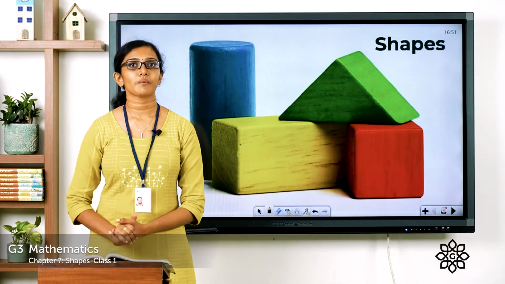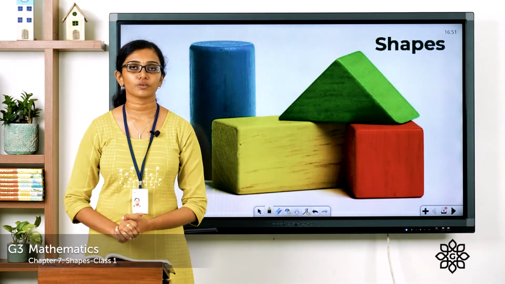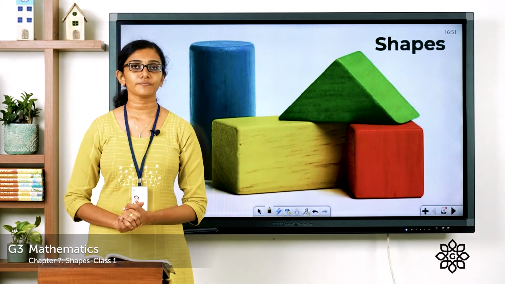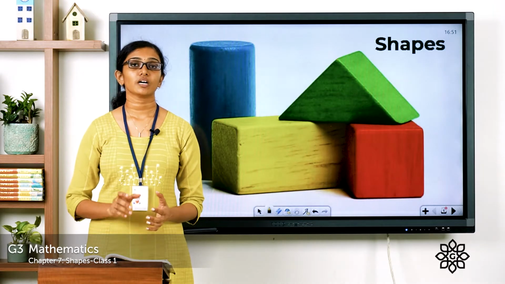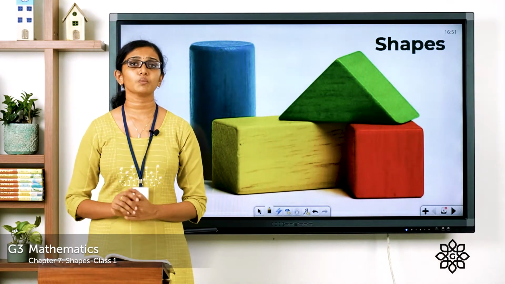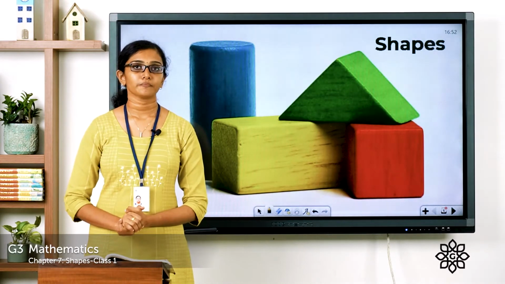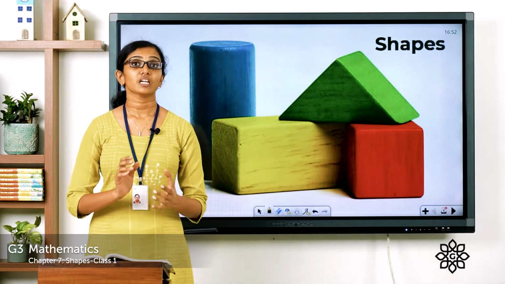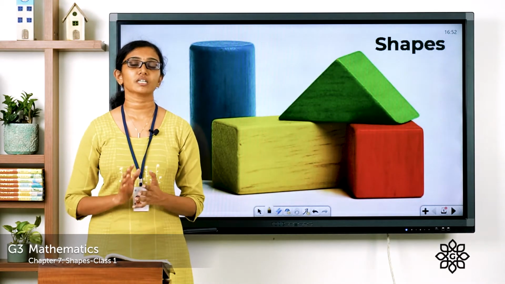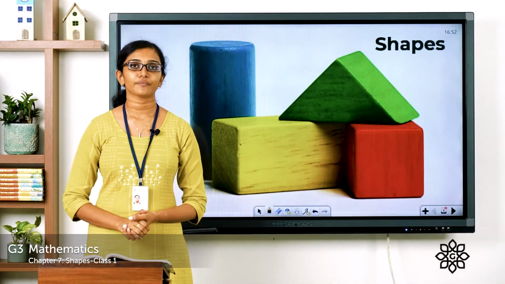So let's talk about shapes. I hope all of you had breakfast today. And what is the shape of that plate that you had breakfast on today? Is it a circular plate or is it a rectangular plate? And what is the shape of that glass that you drank water from? See, if you look around, you can see all the shapes that you have learned around you. You come across these shapes a lot in your daily life.